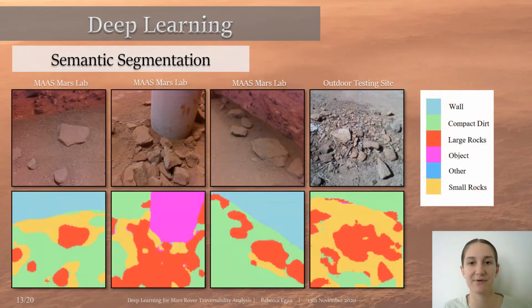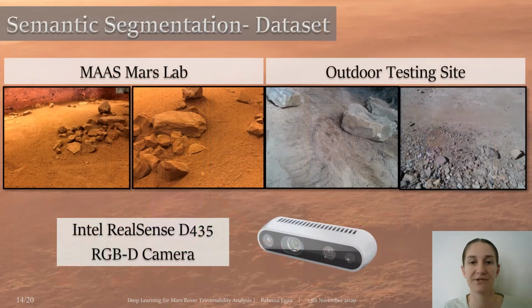Some examples of the predictions of the trained network on images from the Mars Lab and the terrestrial testing site are shown. Each pixel is classified as either large rocks, small rocks, compact dirt, objects, or walls of the Mars Lab. The Museum of Arts and Applied Sciences Mars Lab yields an area of simulated Martian terrain, created with an emphasis on scientific accuracy. Colour and depth images were obtained with the RealSense D435 RGBD camera at both the Mars Lab and an outdoor testing site, with a resolution of 640 by 480 pixels.